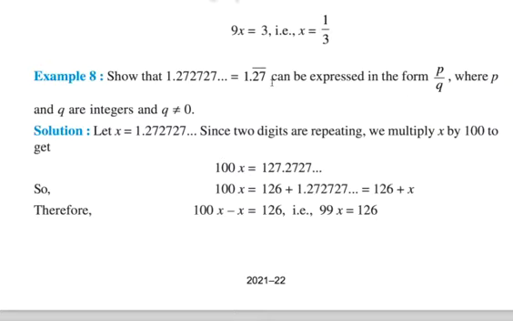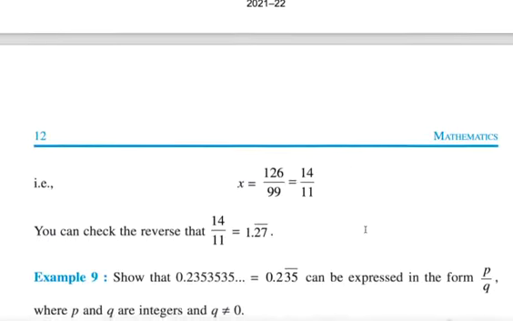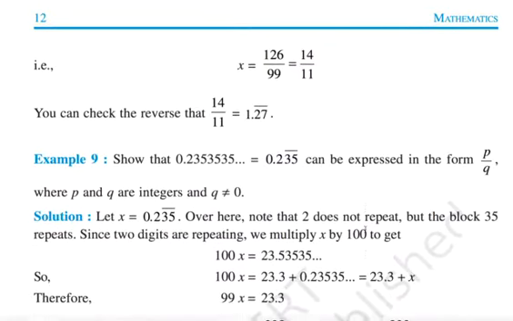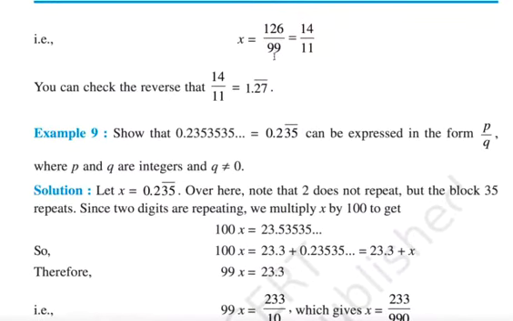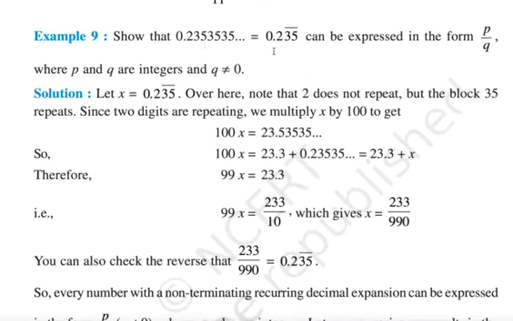Simple. Here two digits are repeating, so multiply it by 100. 100x equal to this. x you already know. Okay, then this gives 126 plus 1.27. This way also you can do. So 99x equal to 126, x equal to 126 by 99. Okay, when you have a common factor, you can divide by that common factor and express it in co-prime form, where 14 and 11 are co-primes, so that this can be expressed in the p by q form.